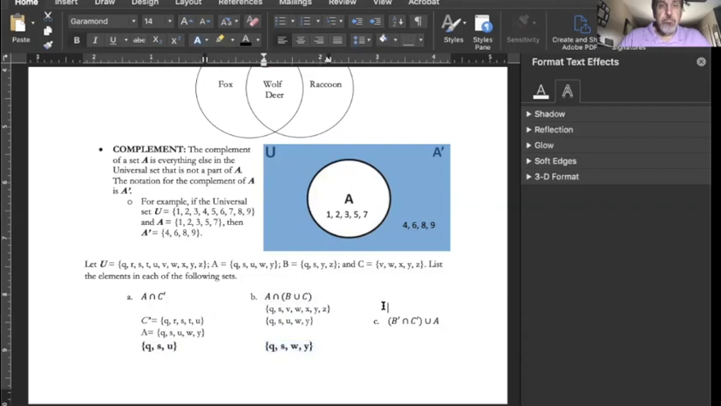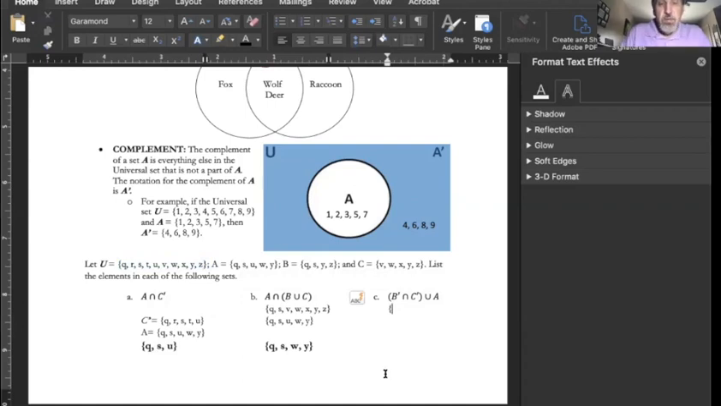All right. So let's take a look at this one here. This last one is a little more complicated. So the first thing we have to identify is B complement. Now remember, B complement is going to be everything in the universe except for what's in B. So if we go over to our universe, and again, I want to remind you that the universal set is this right here, Q, R, S, T, U, V, W, X, Y, Z.